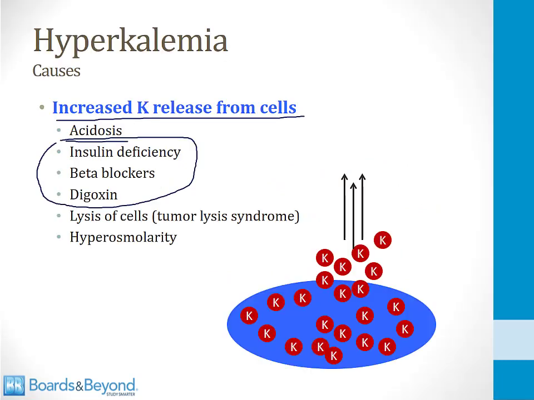Any process that causes cells to lyse, such as tumor lysis syndrome that occurs when high dosages of chemotherapy are administered, can lead to hyperkalemia. And then finally, if the serum osmolarity is very high, this will draw water out of cells, and that water will carry potassium with it, and that can potentially cause hyperkalemia.